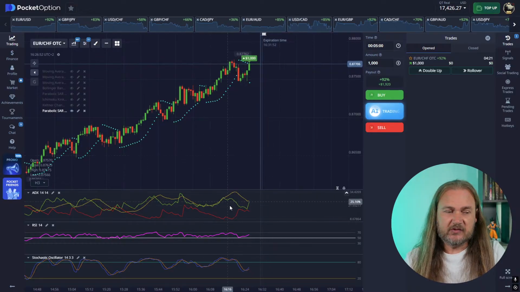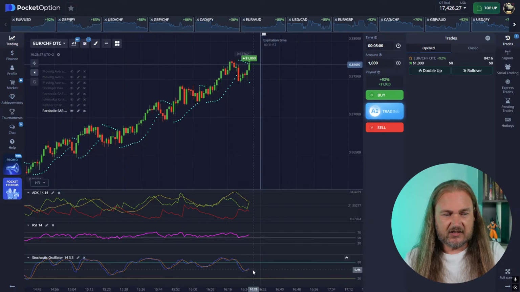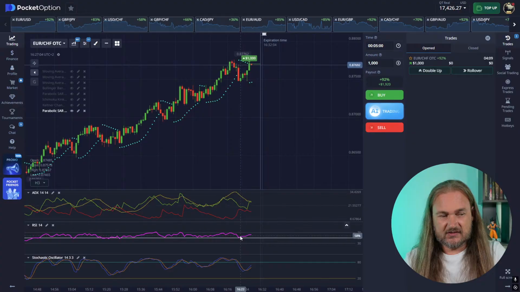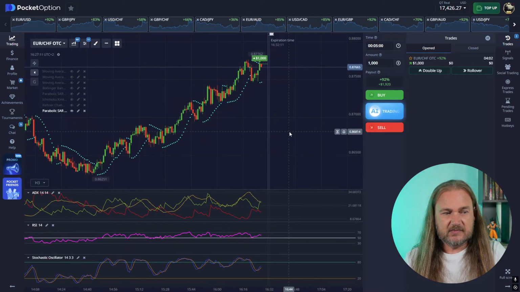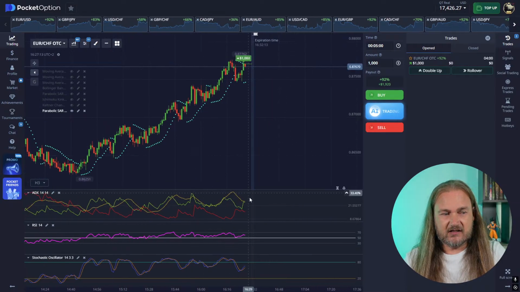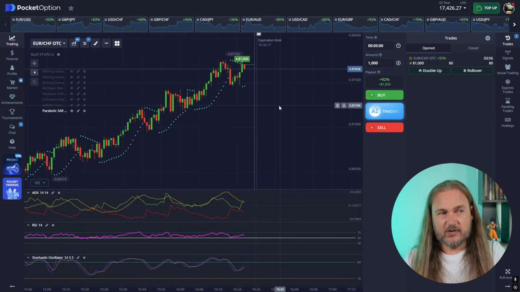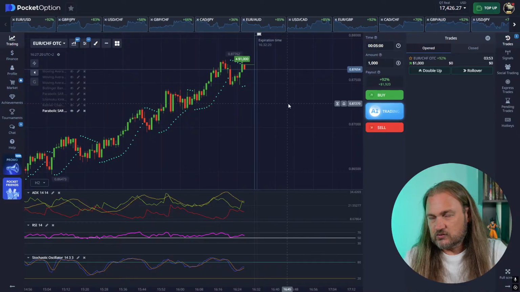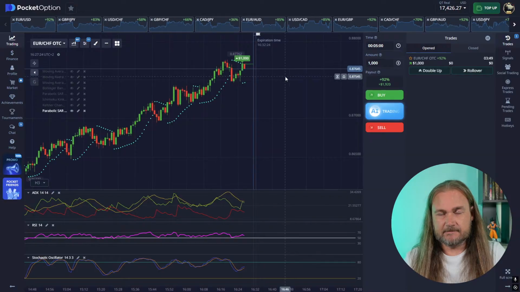Another thing that helped confirm it is that my stochastic came down to the 50 area, made a bullish crossover. We had the RSI come down again to the 50 line, tested and got rejected, although that happened a couple of candles ago. So this is telling me that this is likely just a correction, and that price should continue in its way upwards, at least in the very near future, enough for me to take a 5-minute buy and see what happens.